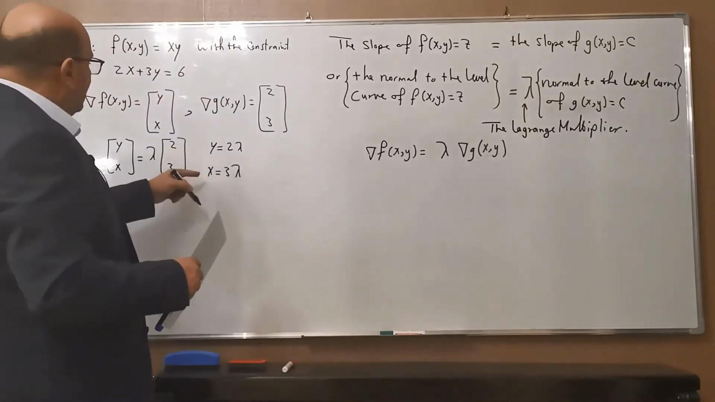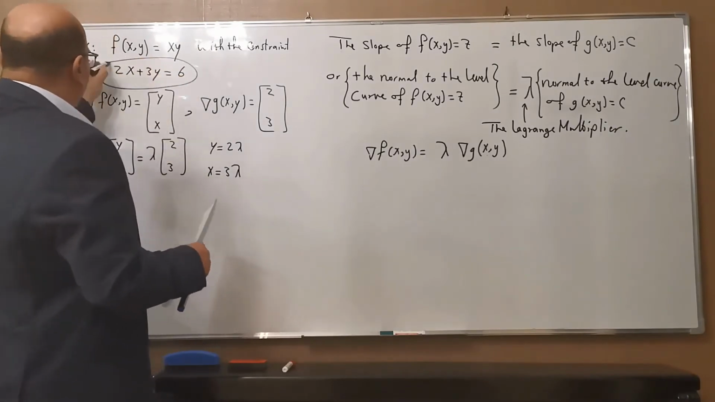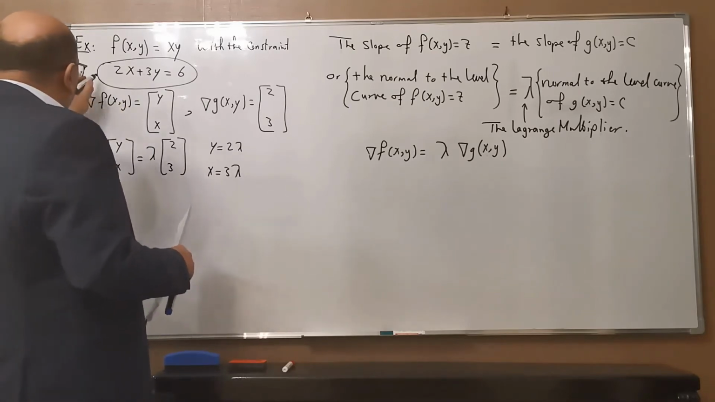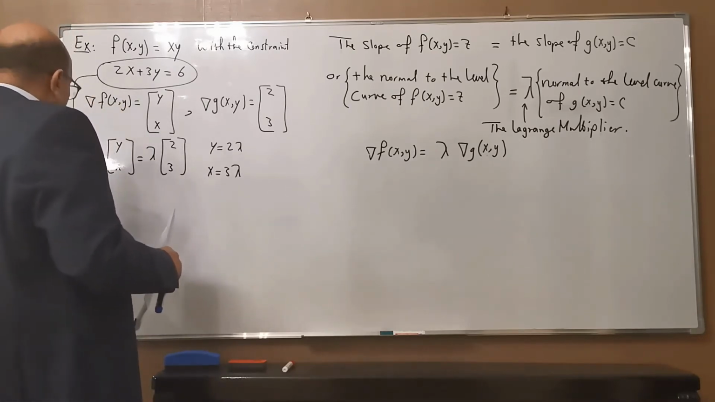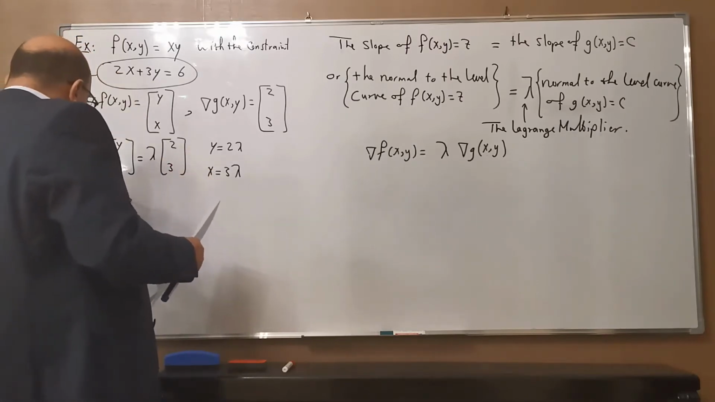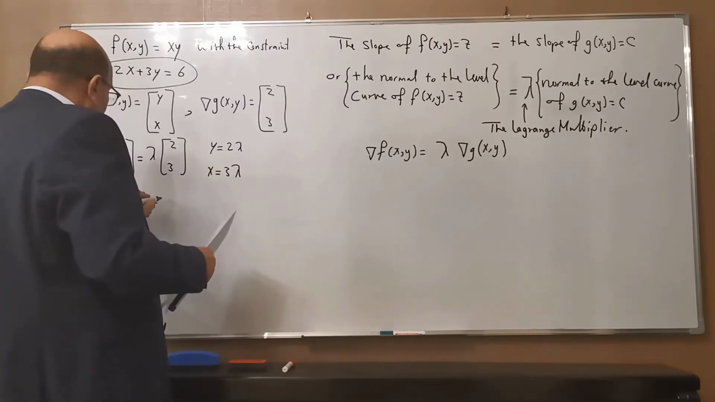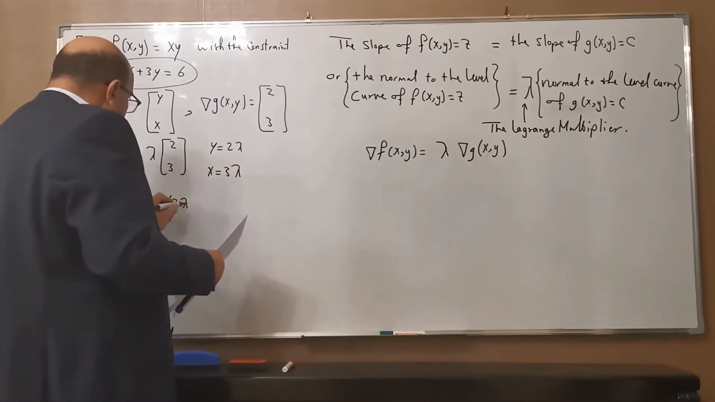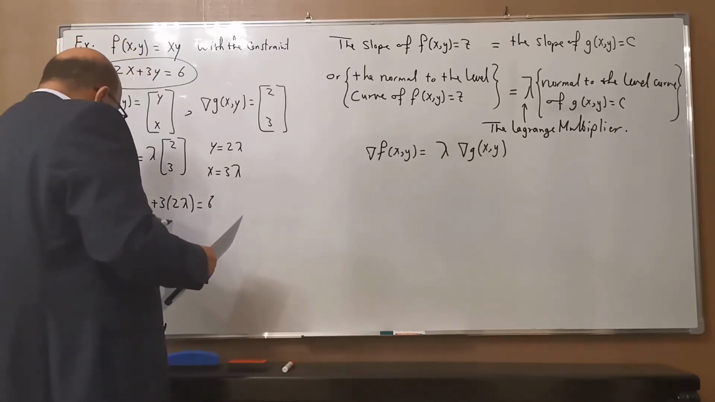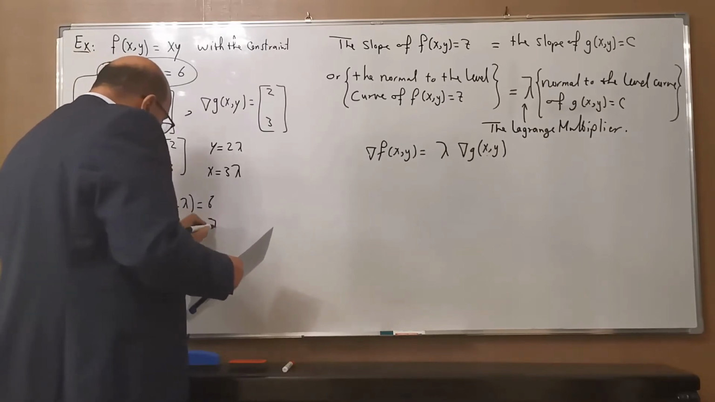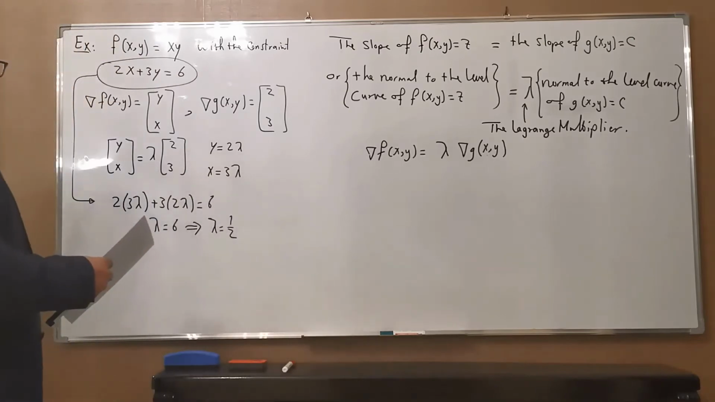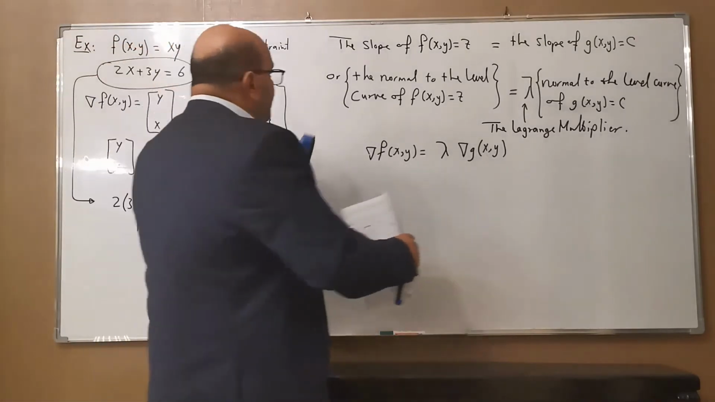To solve for this one, we have to go back to the constraint, which is equal to 6. So using this equation here, which is 2x, and x is 3 lambda, 2 times 3 lambda plus 3 times y, which is 2 lambda, equals 6. So you have 12 lambda equals 6. Lambda equals 1/2. So for lambda equals 1/2, we have one single lambda here.